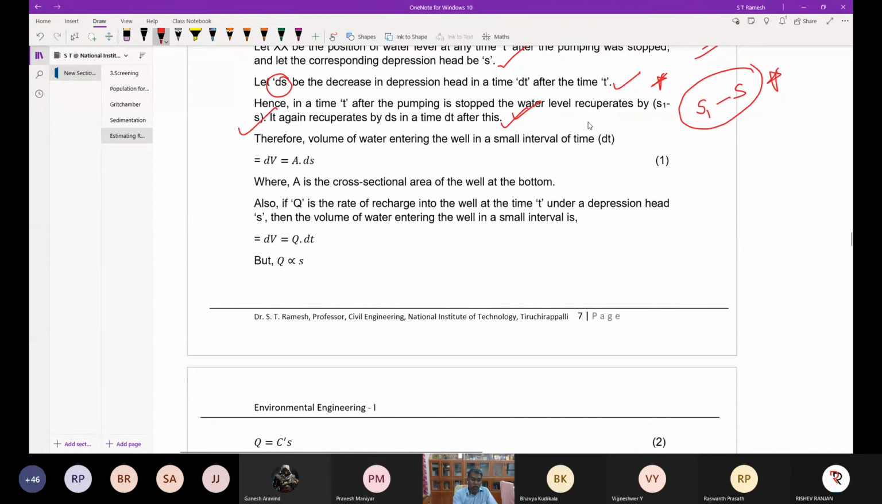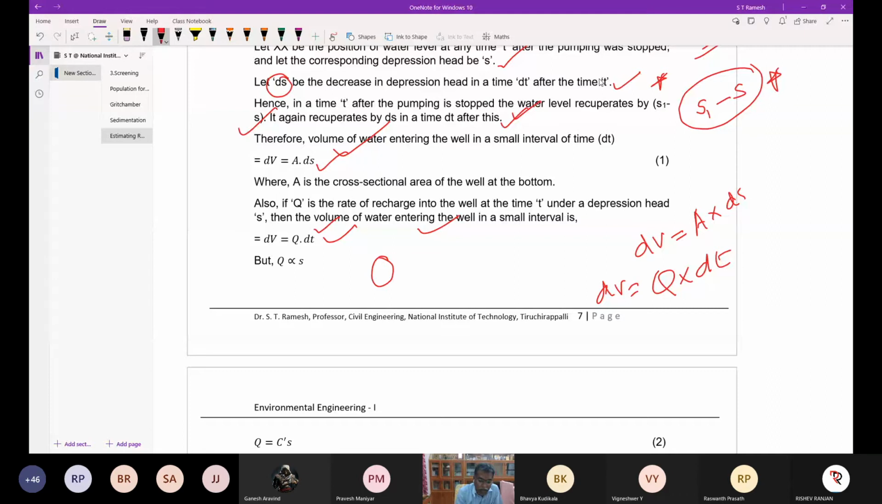Therefore the volume of water entering into the well, dV, is equal to area into ds, where A is the cross sectional area of the well at the bottom. The dV is also the rate of volume of water, that is q into dt. If q is the rate of recharge into the well at the time t under a depression head of S, then the volume can also be calculated using q into dt.